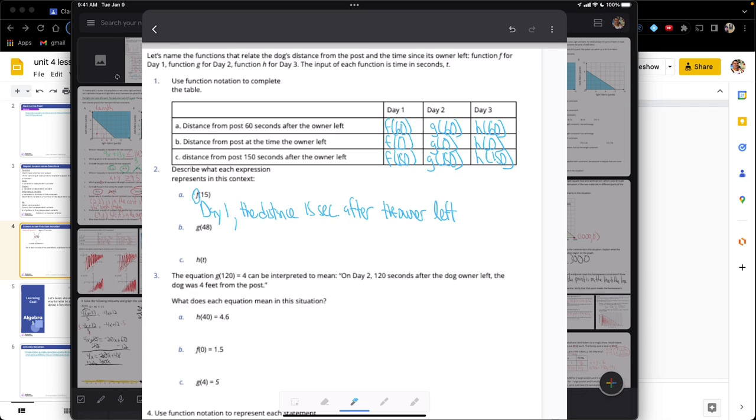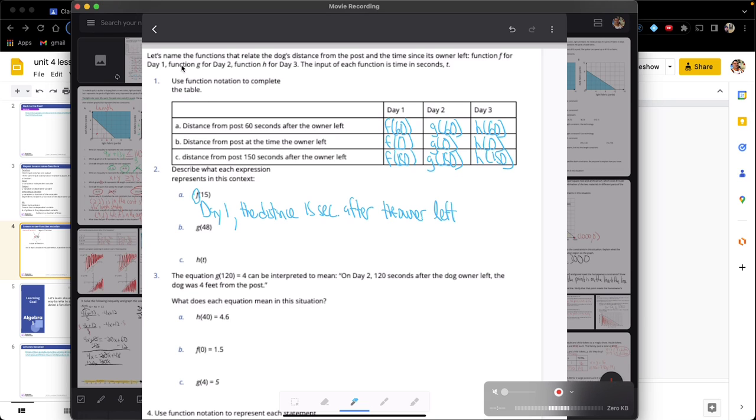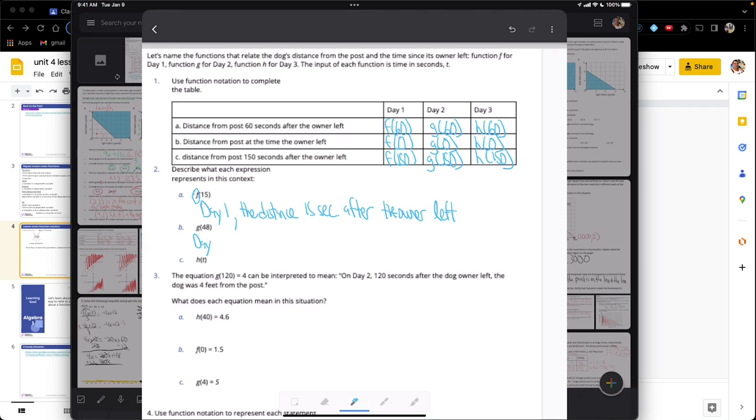g of 48. So now we're dealing with function g, which remember says day 2. So g of 48 tells me we're dealing with day 2, and this is going to tell me the distance 48 seconds after the owner left, but on day 2, because we used the function g.